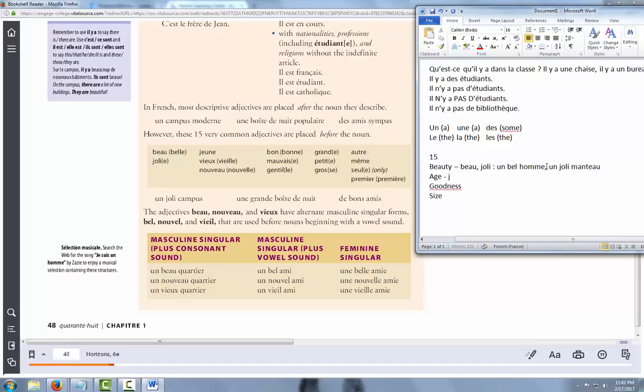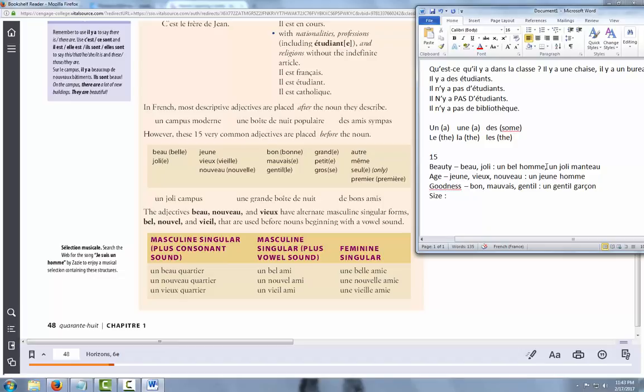So for age, you have jeune, vieux, nouveau. Those are considered adjectives of age and they're short and they will come before the noun. So un jeune homme, a young man. Your jeune will be before homme. Adjectives of goodness like bon, mauvais, gentil. Bon is good, mauvais is bad, and gentil is kind. They will come before the noun. Un gentil garçon, a kind boy, for example. Un gentil will come before.